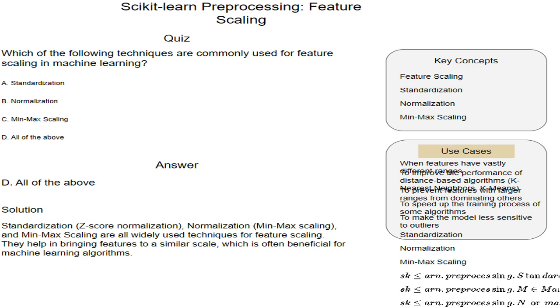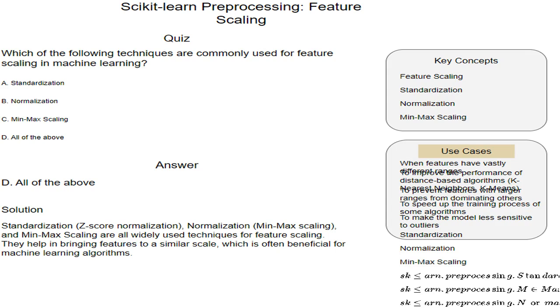To speed up the training process of some algorithms, such as gradient descent, which converge faster when features are on a similar scale. To make the model less sensitive to outliers, which can have a significant impact on the scale of features and affect the performance of the model. Feature scaling can help to mitigate the impact of outliers.